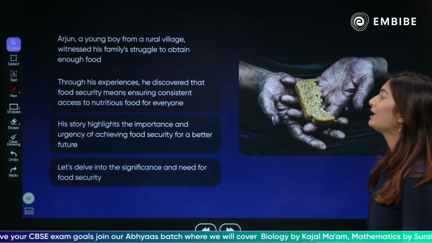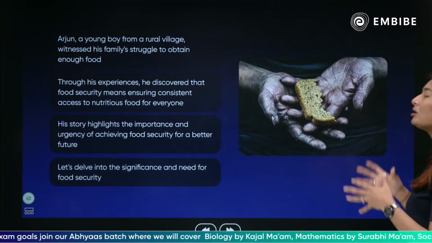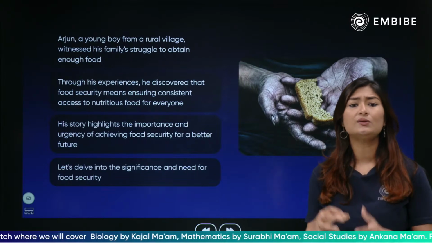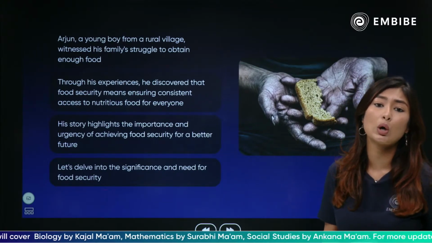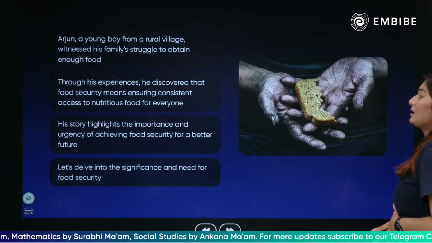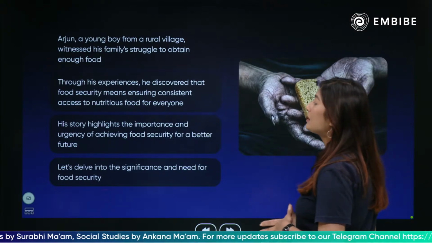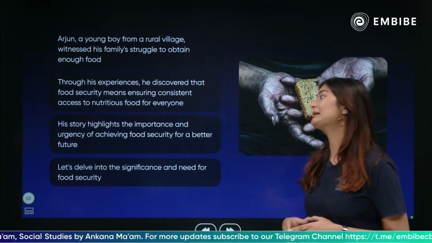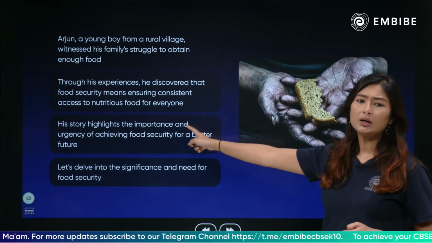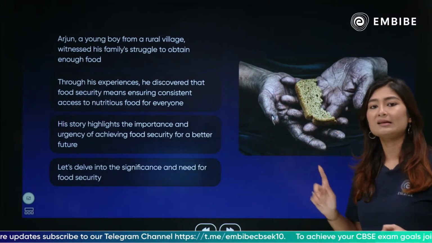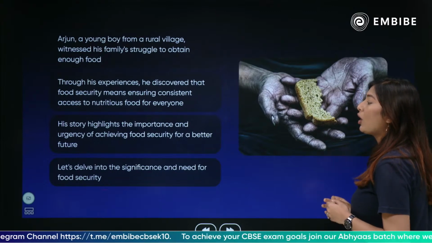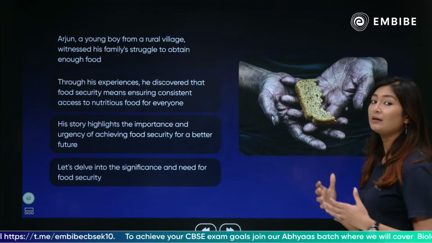So let's get started. Arjun, who is a young boy from a village, witnessed his family struggle to get food. अर्जुन ने देखा कि उसके परिवार को खाना मिलने में बहुत ज़्यादा दिक्कत हो रही थी. ठीक है. And from his experience, he understood and discovered that food security means ensuring consistent access to nutritious food for everyone. I'm not going to dwell a lot on this because food security हम detail में वैसे भी discuss करने वाले हैं. His story highlights the importance and urgency of achieving food security for a better future.